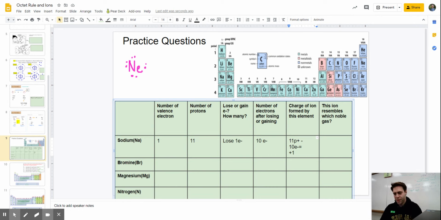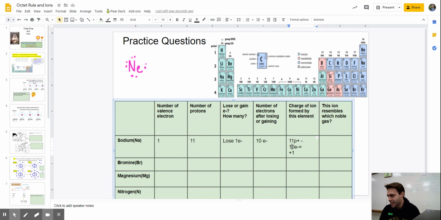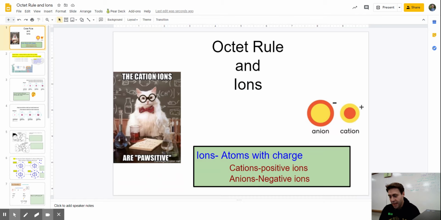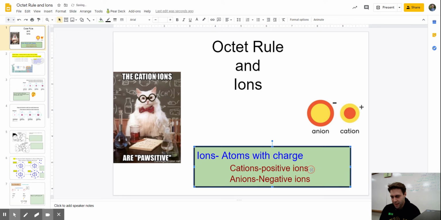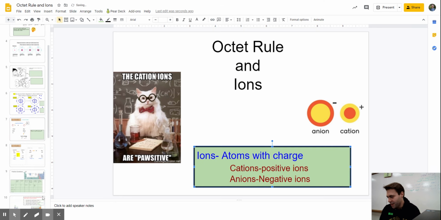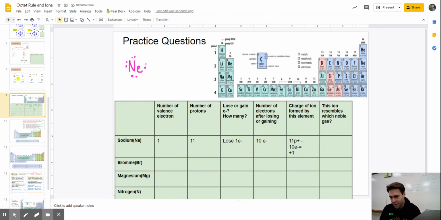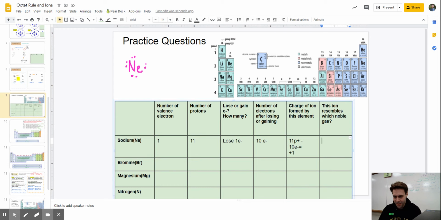So now we made an ion, okay? And I didn't say this earlier, but it's important I say it now. Remember our 2 different ions? There are cations and anions. What you made is a cation because it's positively charged. So cations are positively charged. Sodium became a plus 1 ion. And this ion now resembles which noble gas? It's neon.